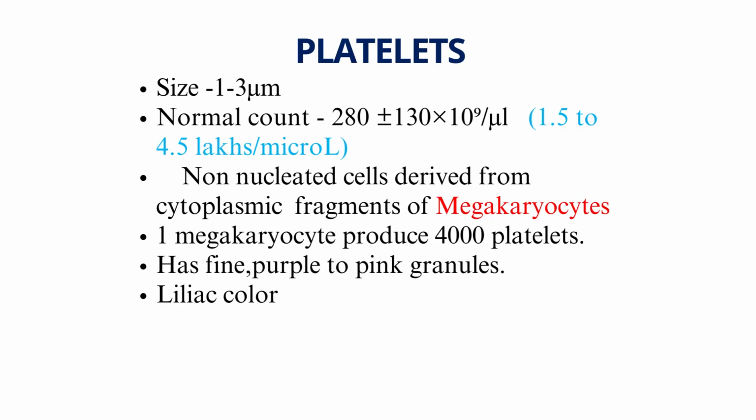Okay, now let's look at platelets. Usually the size of platelets is 1 to 3 micron and the normal count is considered 1.5 to 4.5 lakhs per microliter. These are non-nucleated cells, right? Platelets are formed from megakaryocytes, and megakaryocytes are in your bone marrow. Whenever there is hematopoietic elements, the evidence is megakaryocytes. That means your bone marrow is functioning normally.